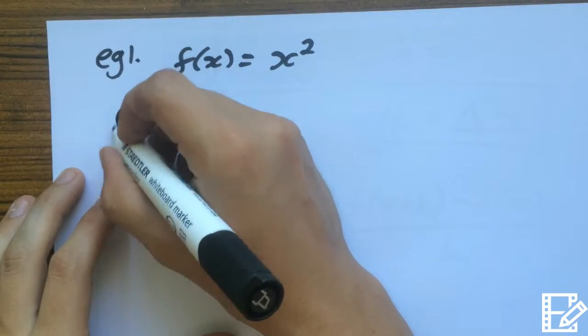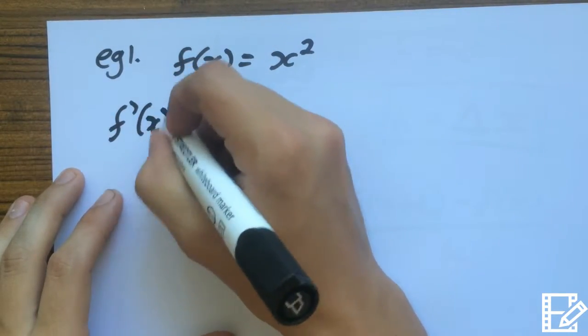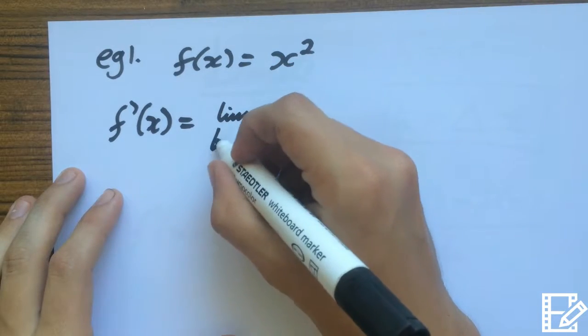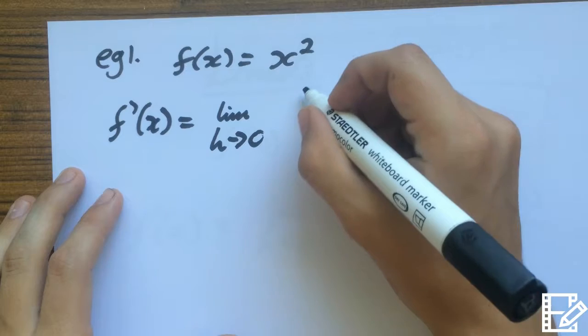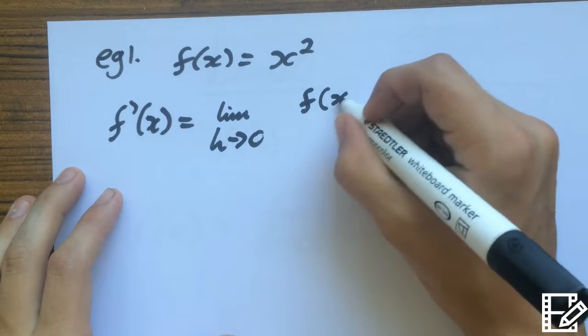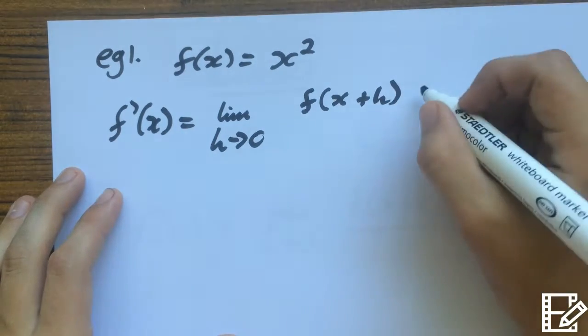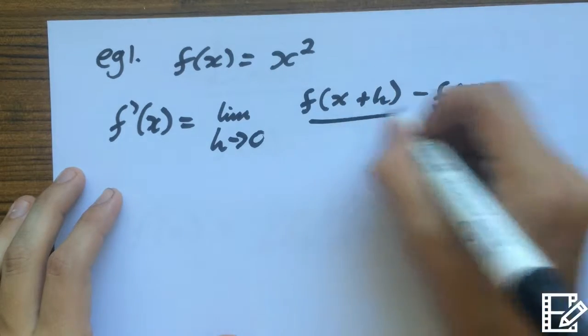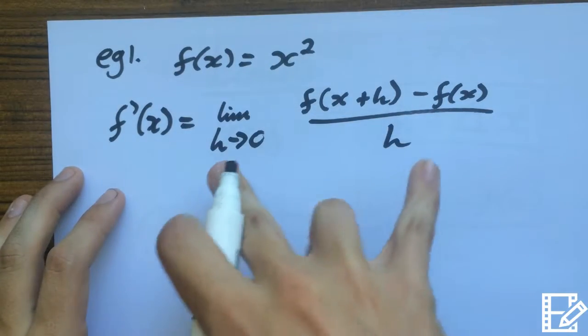The derivative, the long way: limit as h approaches 0 of f of x plus h minus f of x, all over h.